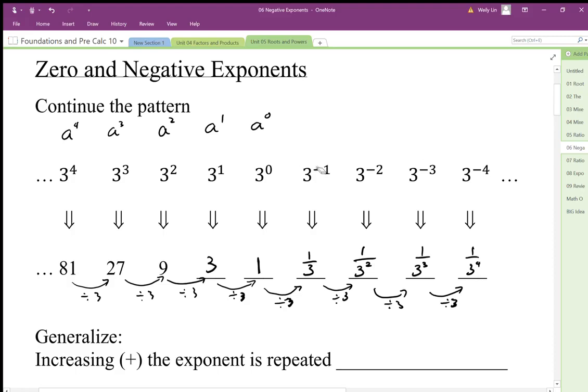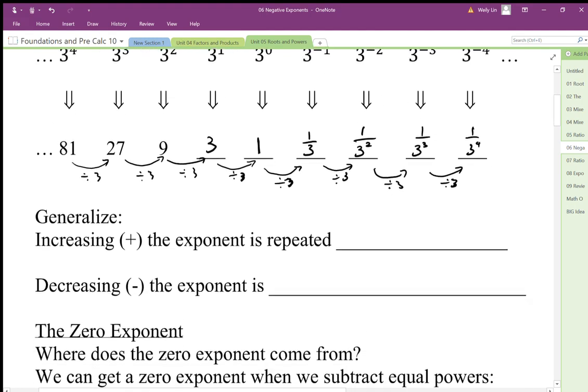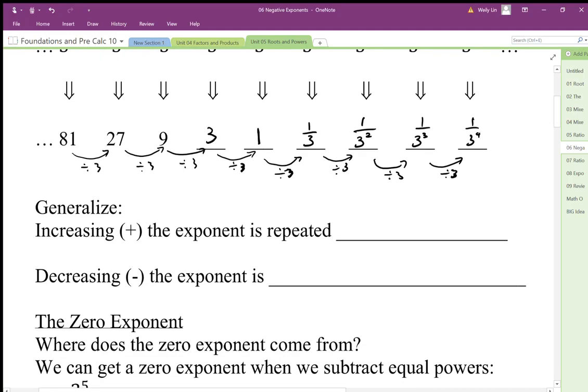I'm dividing by 3 once. I'm dividing by 3 twice. I'm dividing by 3 three times. And I can generalize this for any exponent. So if a positive exponent is repeated multiplication, that means decreasing the exponent must be the opposite, which is repeated division. The negative exponent counts the number of divides. The positive exponent counts the number of multiplies.